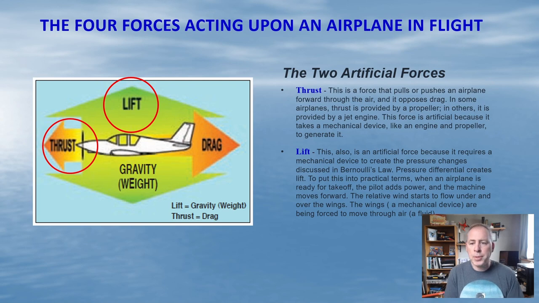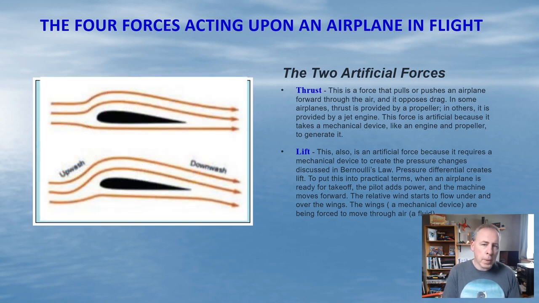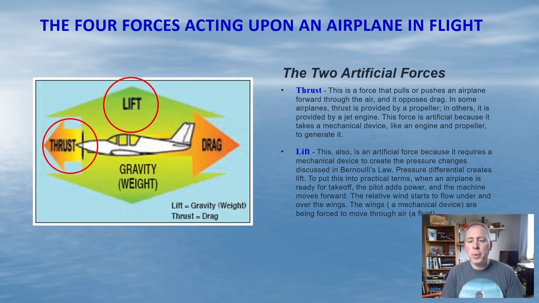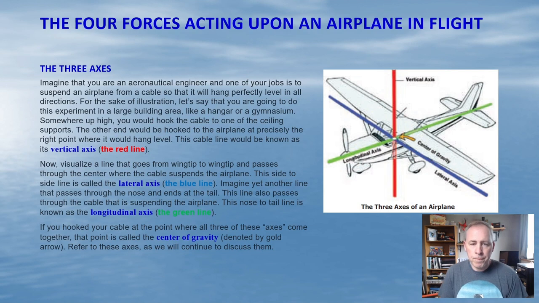To put it into practical terms, when an airplane is ready to take off, the pilot adds the power, which is the thrust, and the machine moves forward. The relative wind starts to flow under and over the wings. The wings are a mechanical device. They're being forced to move through the air like a fluid. So now we're in the air. Our plane is flying and we're at an altitude.